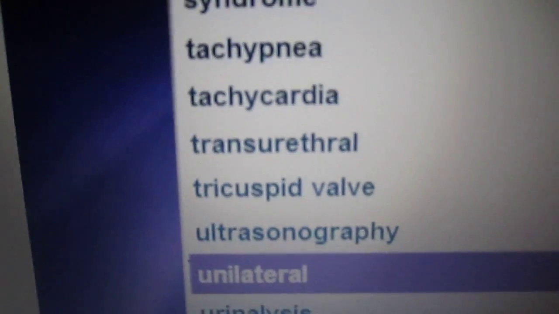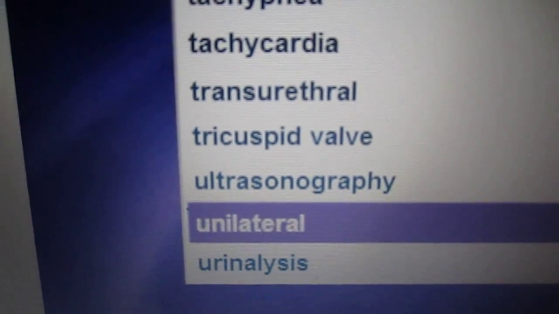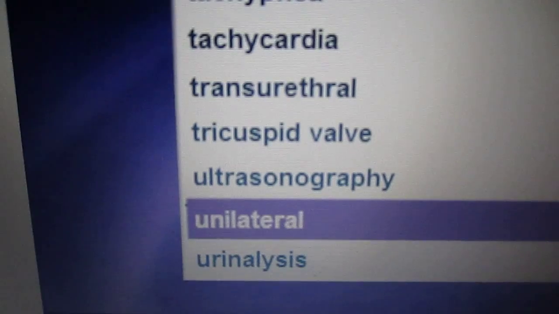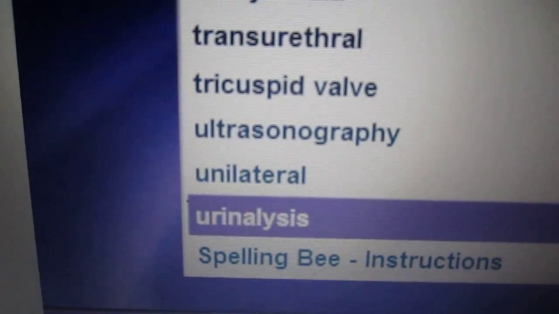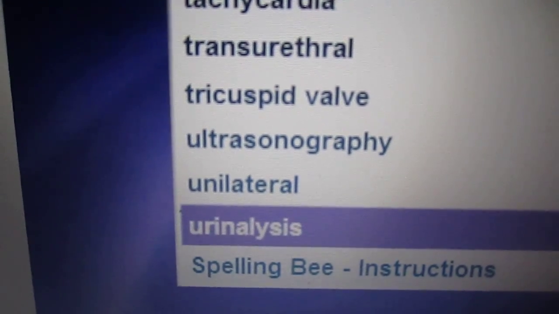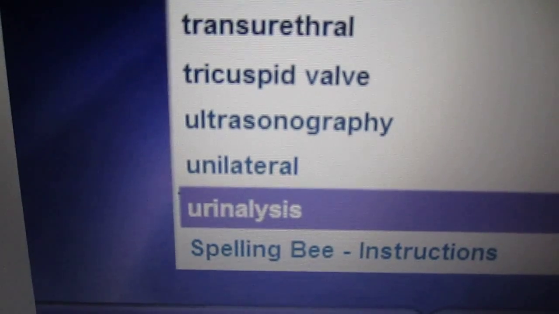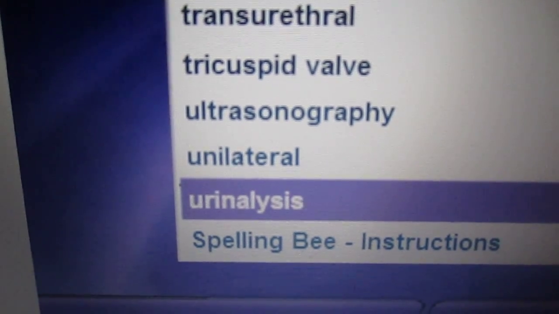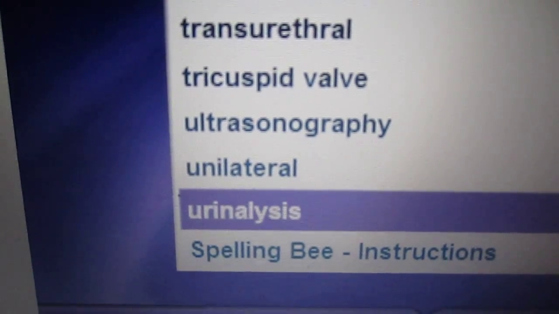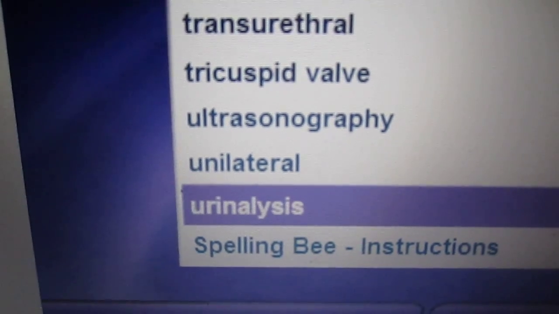Unilateral. The prefix uni means one. Unilateral is pertaining to one side of the body or one side of an organ. Urinalysis. Urinalysis is analysis of the urine as an aid to diagnose disease. Many types of tests detect protein, sediment, sugar, bacteria, and other abnormal substances in the urine.